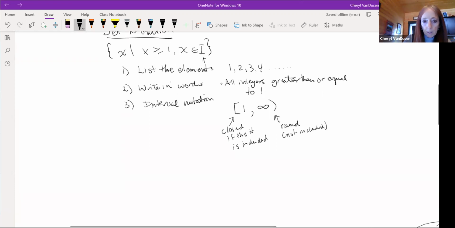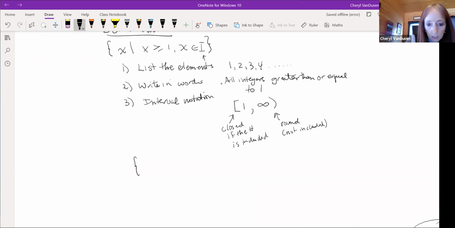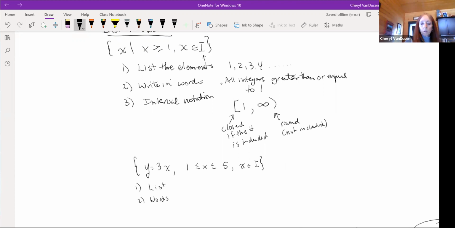Now, what about maybe a little wackier one than that? So let's say we have something like y equals 3x, 1 is less than or equal to x is less than or equal to 5, x is an integer. Say we're doing the same thing. So we want to list the elements, write in words, and we can't do this one in interval notation because it's not a normal one. So we'd only be able to list and then do words. So try that and see. I'll give you a little second.